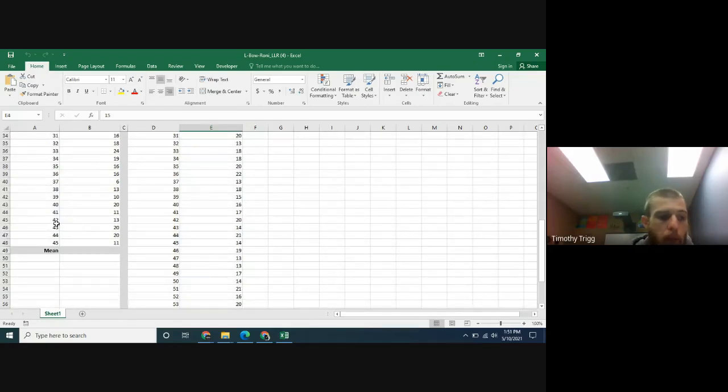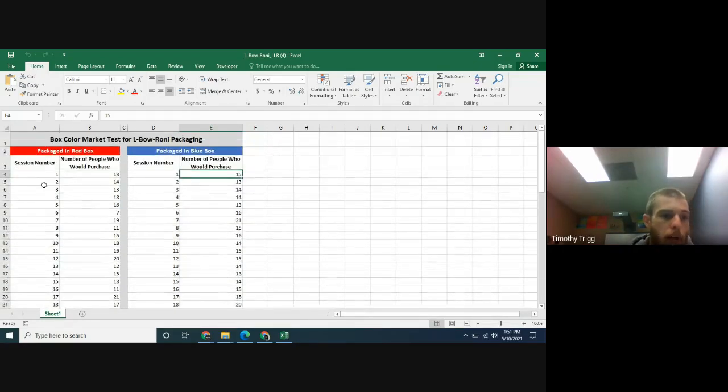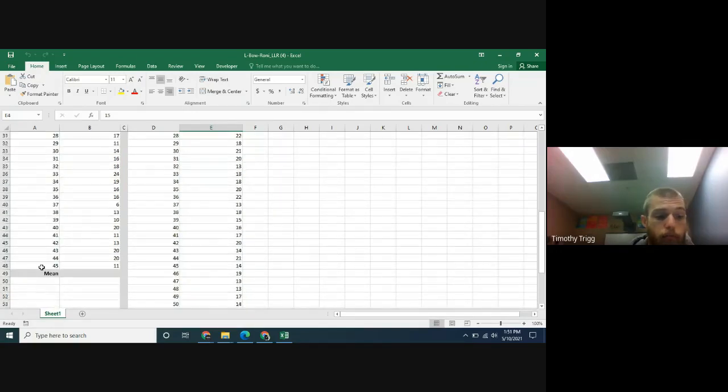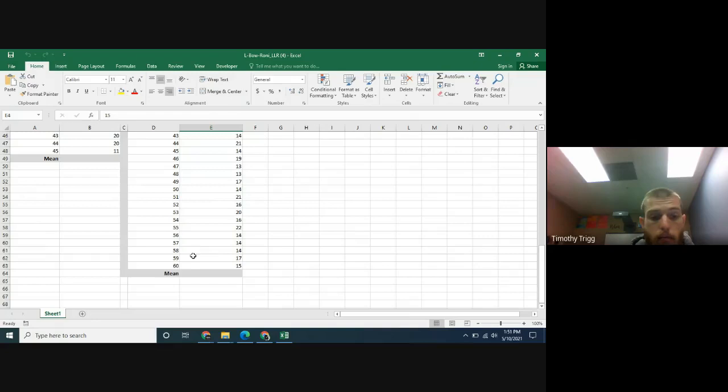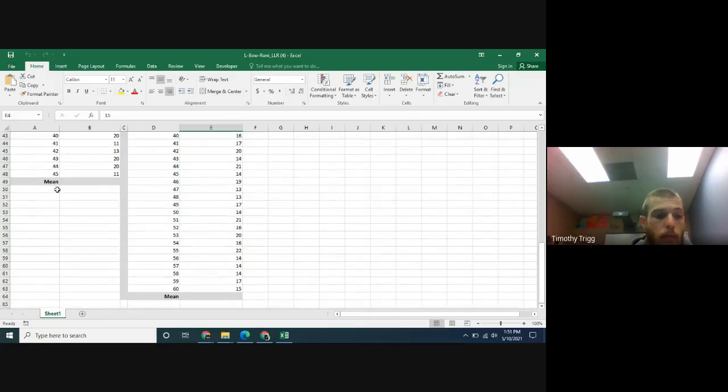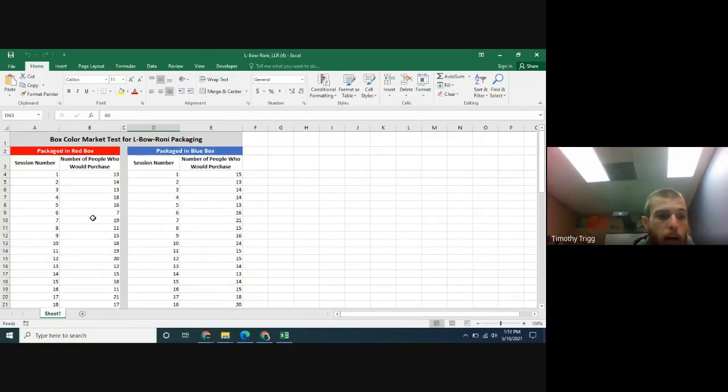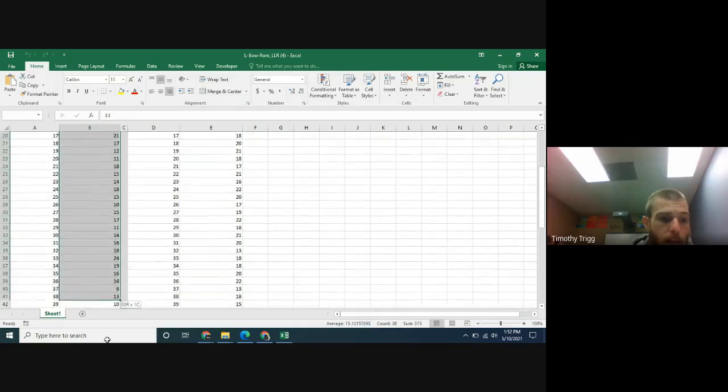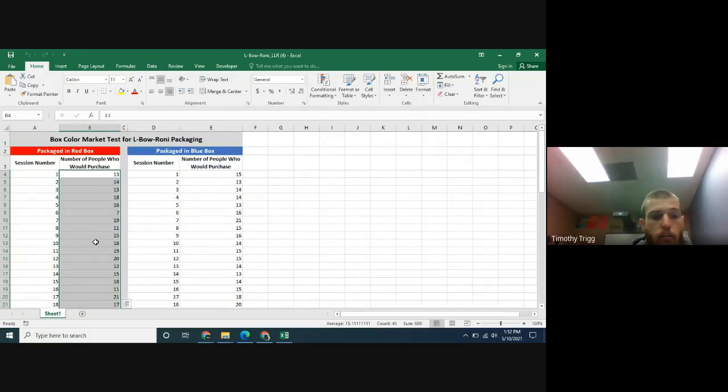Notice that for the red box, the number of sessions was only 45, whereas for the blue box, there were 60 sessions. Okay, see session 45, session 60 there for the blue box. Now we want to calculate the mean for both the red box and the blue box. So how do we do that? Well, when you're in Excel, there's actually a very fast way you could do this. So what you would do is highlight everything down here, all the way up to this. So I want to highlight all of this column, but not up here. So just the numbers here, the number of people who would purchase.